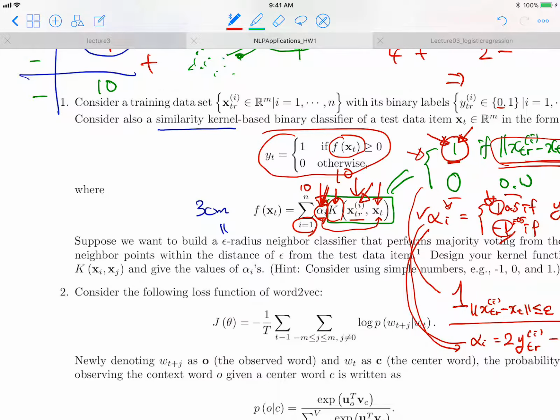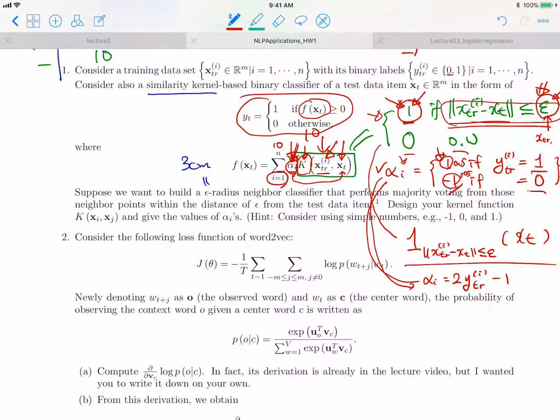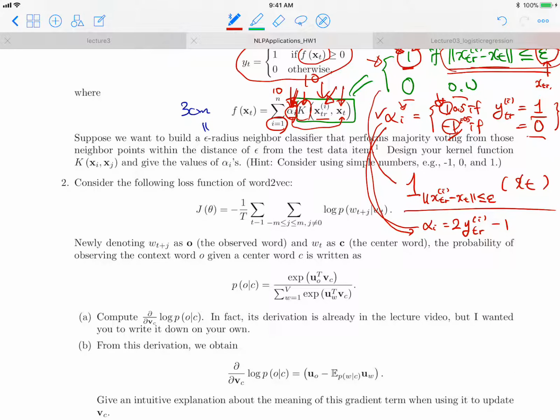Okay, so that was the first problem. And then let's move on to the second problem.